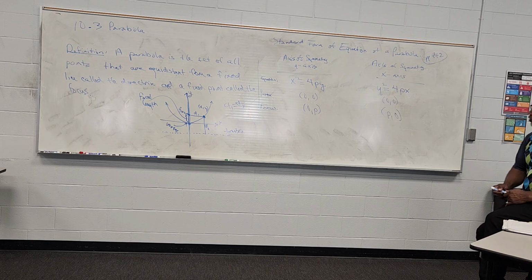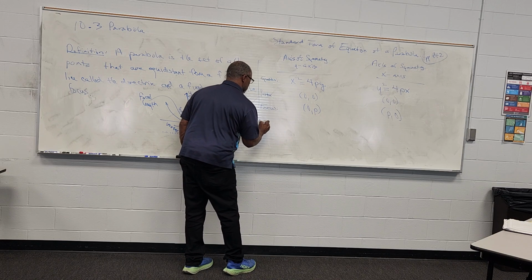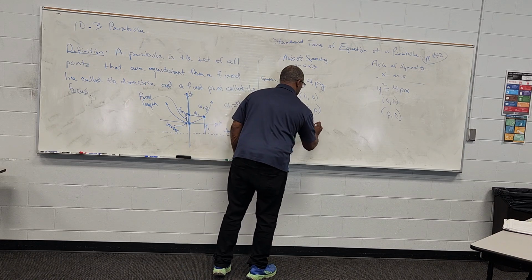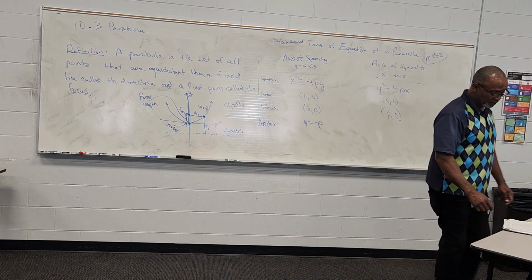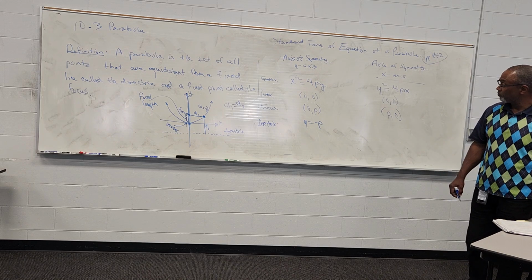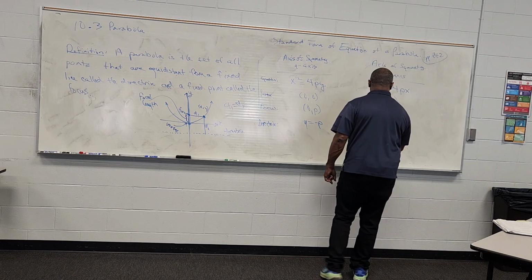The directrix would be y equals negative p if the axis of symmetry is the y-axis. If the axis of symmetry is the x-axis, the equation would be x equals negative p.